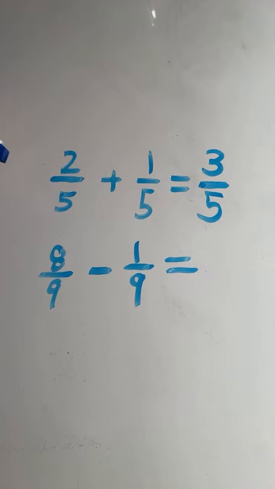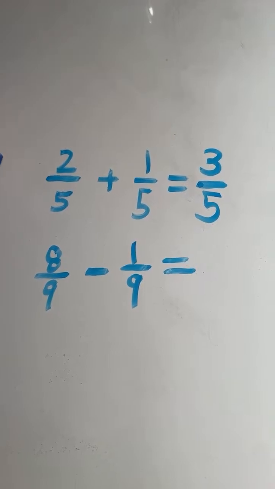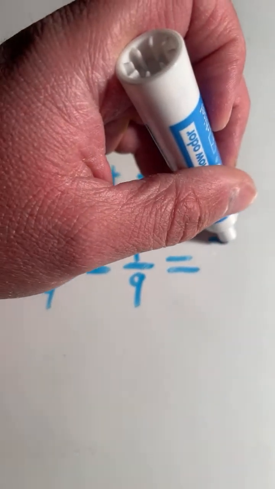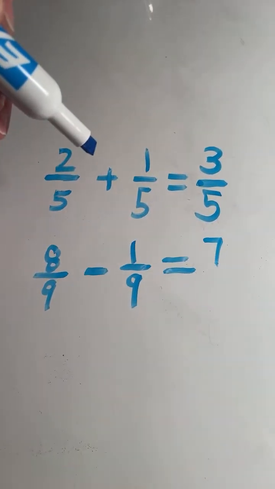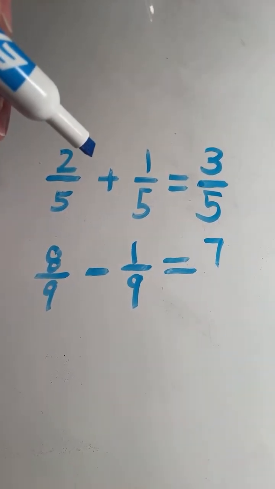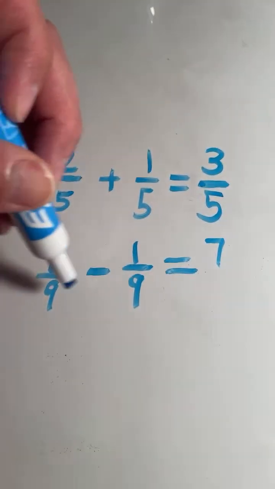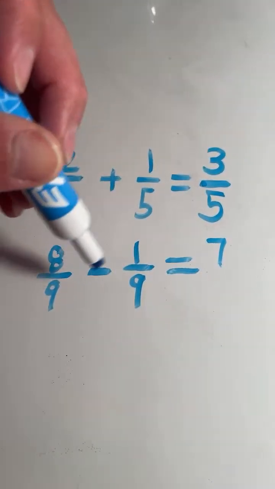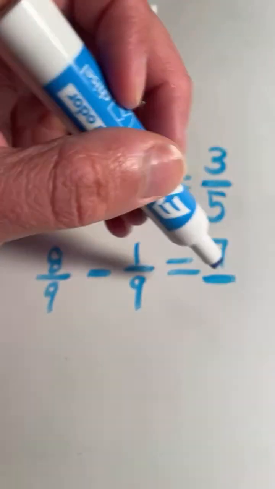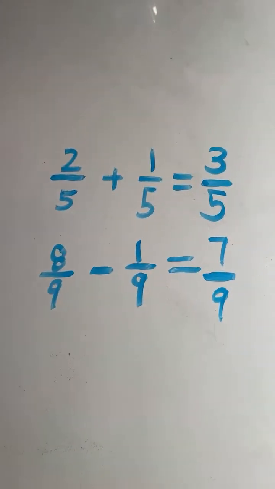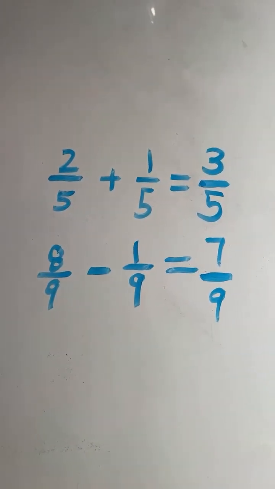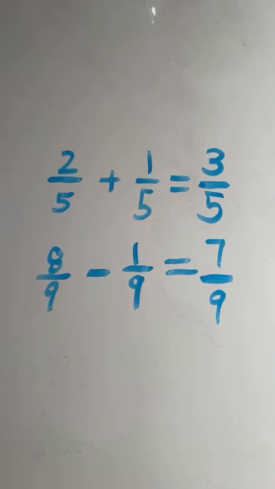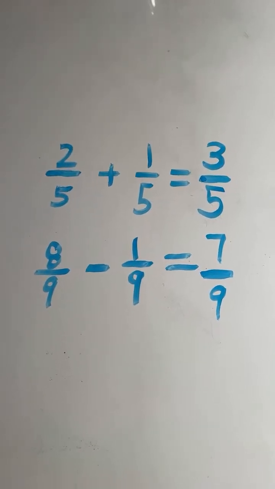8/9 minus 1/9. Step 1, we subtract our numerators. 8 minus 1 equals 7. Step 2, we keep our denominator the same. The denominator is 9 for both fractions that are being subtracted. So it's going to be 9 in our answer. 8/9 minus 1/9 equals 7/9. All right, 2 more example problems for that.